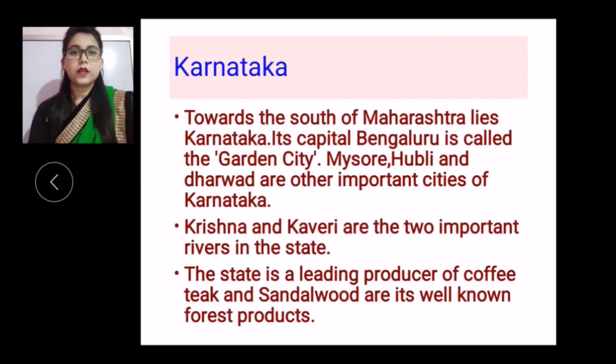Karnataka, students. Towards the south of Maharashtra lies Karnataka. Its capital is Bengaluru and it is called a garden city. Mysore, Hubli and Dharwad are other important cities of Karnataka. Krishna and Kaveri are the two important rivers in the state. The state is a leading producer of coffee, teak and sandalwood. They are well known forest products.